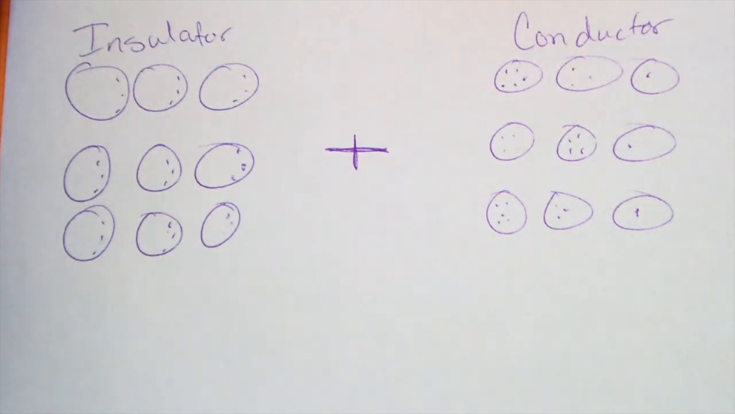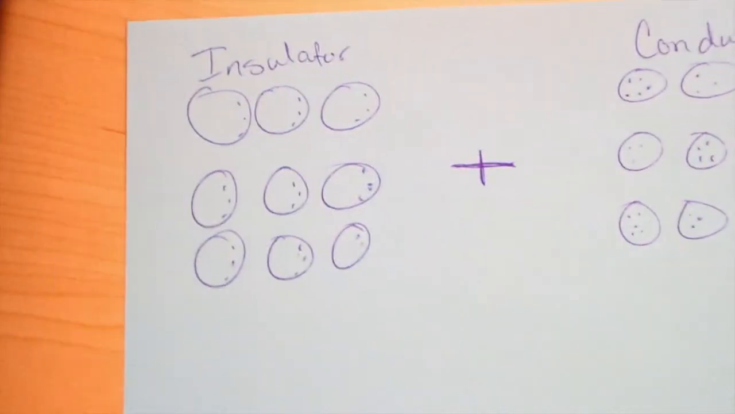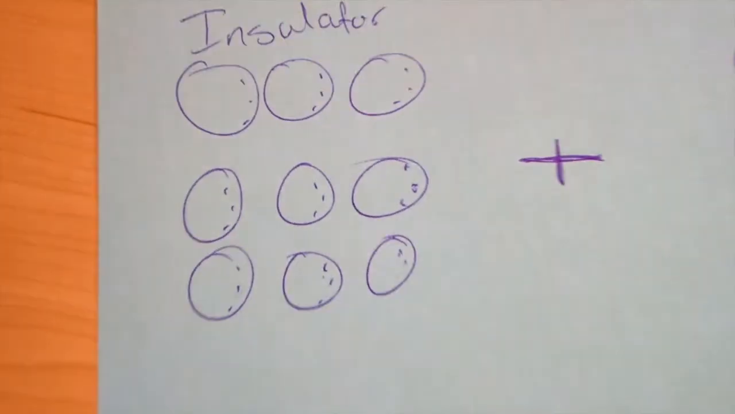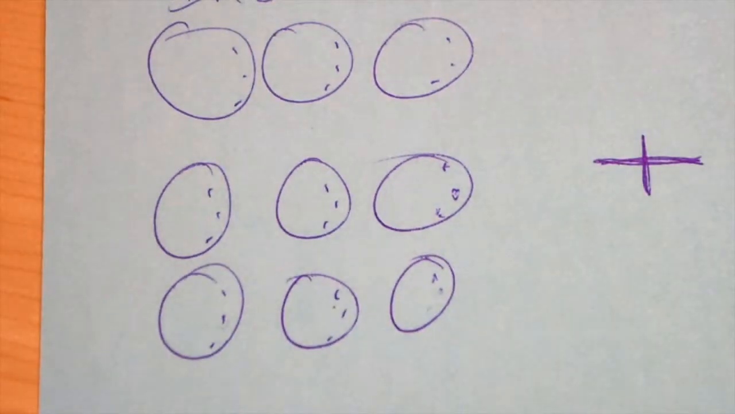And the major difference between those two is what happens with the electrons when they are brought together with a charge. Focusing in on the insulator, we can see that the electrons are always going to be attracted to that positive charge because the electrons are negative. But in an insulator, the electrons are not allowed to leave their atom.